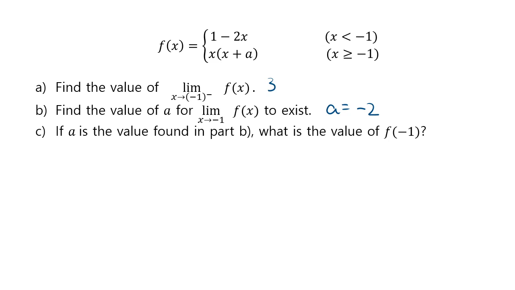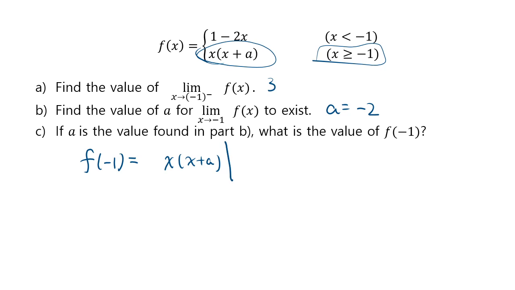Now, if a is the value found in part B, in other words, if a is negative 2, what is the value of f of negative 1? Well, this is just a pre-calculus question. What is f of negative 1? Since negative 1 is greater than or equal to negative 1, we have to use this formula. So we first take this formula, and then we plug in x equals negative 1. This bar with a vertical line with x equal to something means whatever this formula is, you plug in this value. It's a very handy notation.